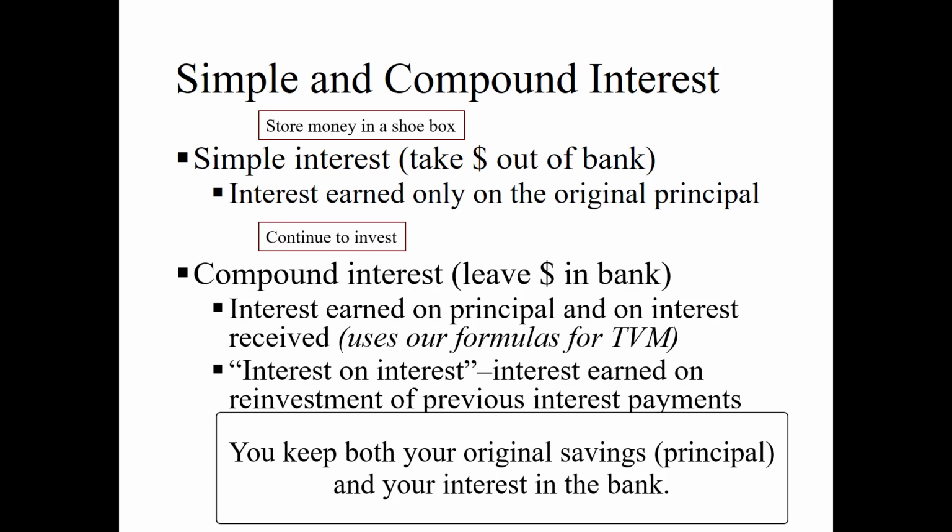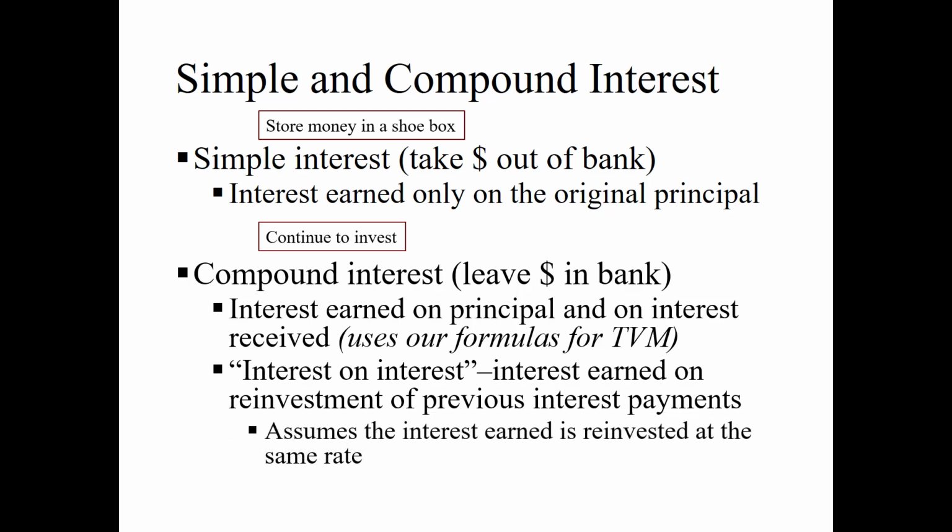Again, that's going to use our formulas for our time value of money. Compound interest is very important, and it's one of the best ways to make sure that you have enough money saved for retirement. If you have $100 in the bank, at the end of the first year, if the bank pays you 10% under simple interest, you would take your $10 and store that money in a shoebox underneath your bed. And for the second year, the bank would pay you $100 times 0.1 or 10%, another $10.